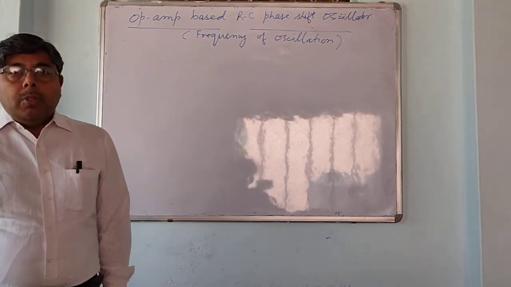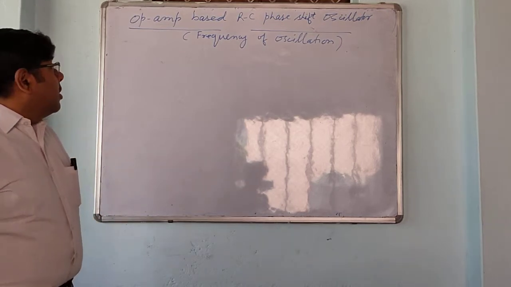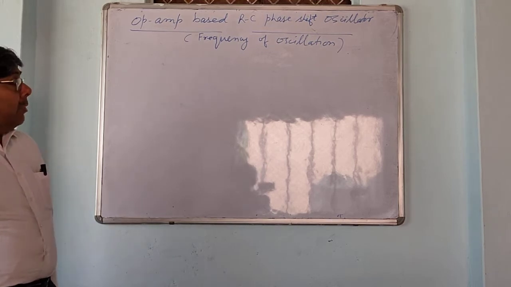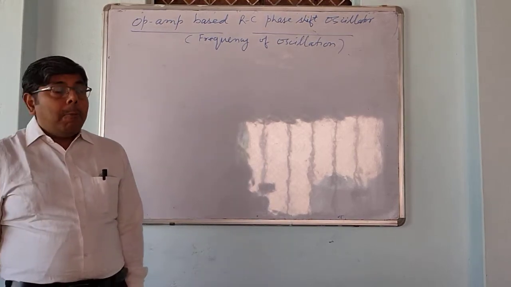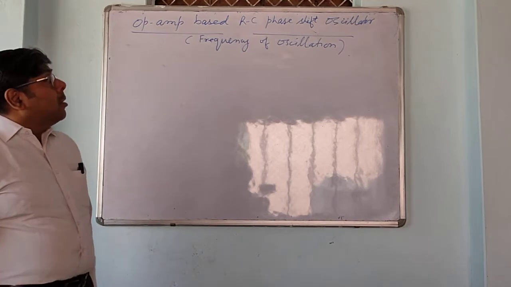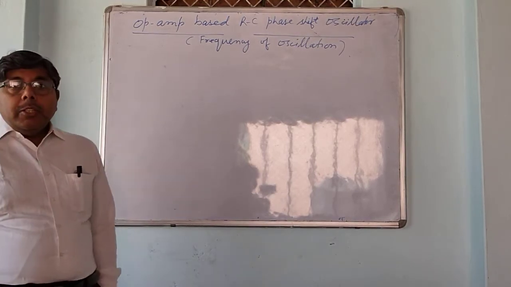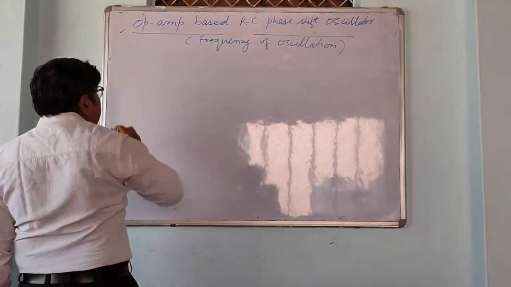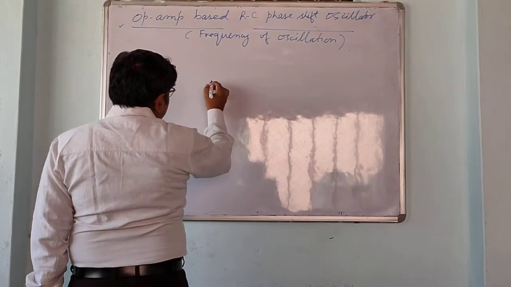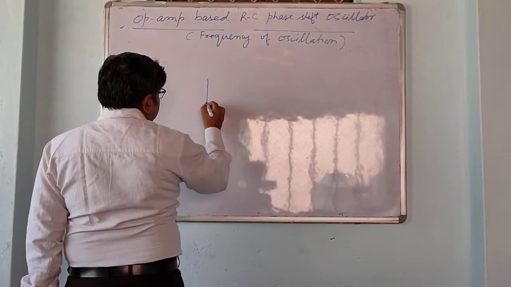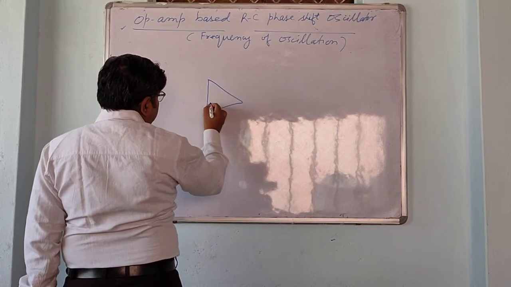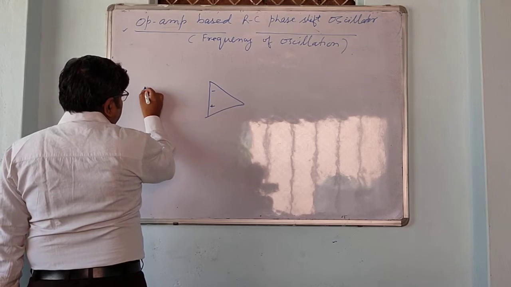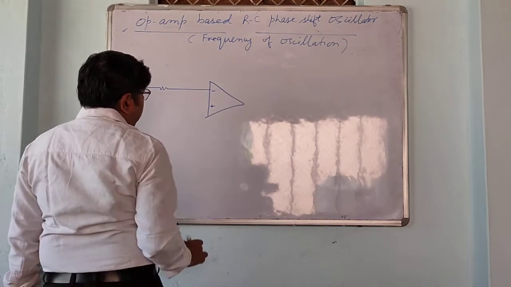प्यारे बच्चों, today we will start op-amp based RC phase shift oscillator, and we will derive frequency of oscillation for RC phase shift oscillator using operational amplifier. Op-amp based means for basic amplifier we are using operational amplifier as the base amplifier. And so basic amplifier is used here in inverting mode.